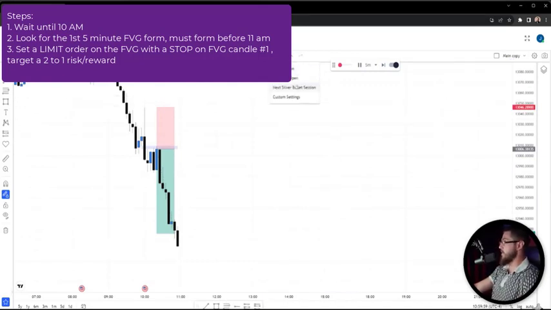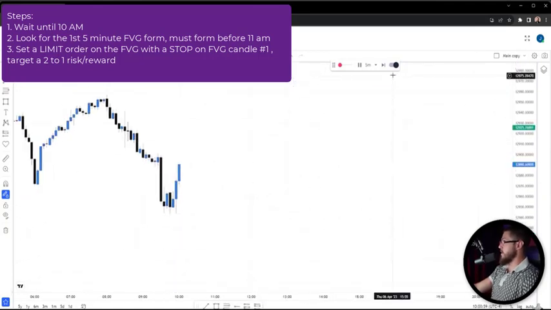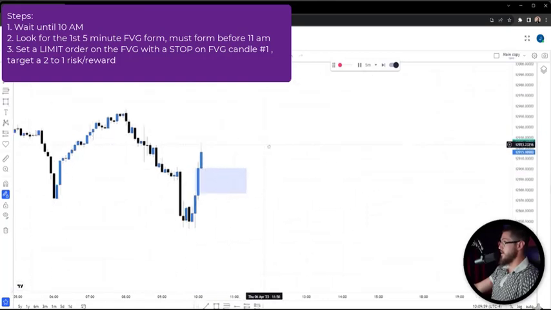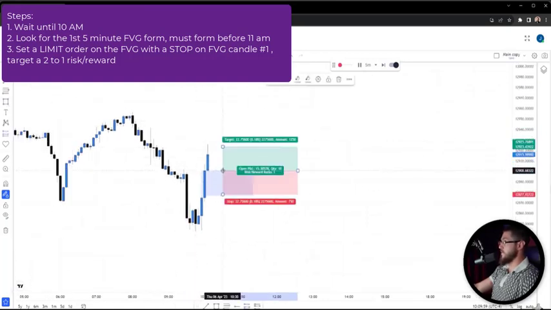It's a very high win rate, but it's not 100% as nothing is. But after that, we're going to go to the next day open. We're going to wait for the first fair value gap to form. Boom, there's a fair value gap right there. The first candle. So we're going to do this.